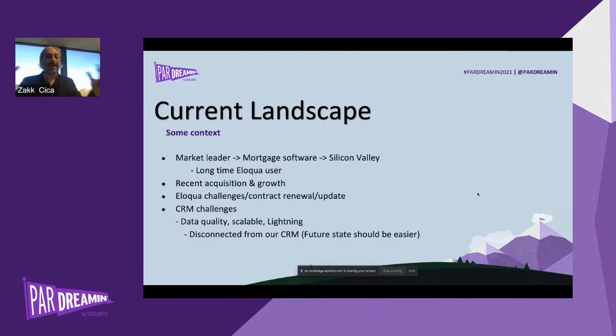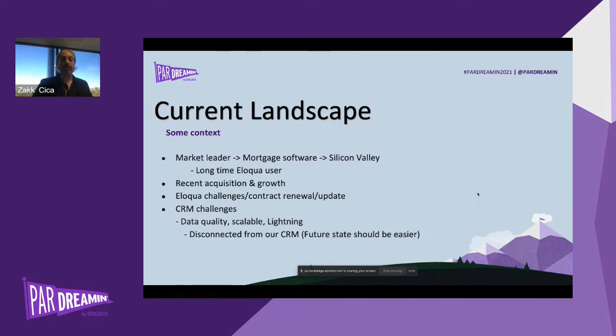So we had some changes in the company. We had a lot of challenges with Eloqua. Our contract renewal was coming up, and there had to be updates. So we were looking at different MAPs. We had challenges with our CRM, the data quality, like every other company has challenges with it. How to make things scalable as you acquire, as you have different products.